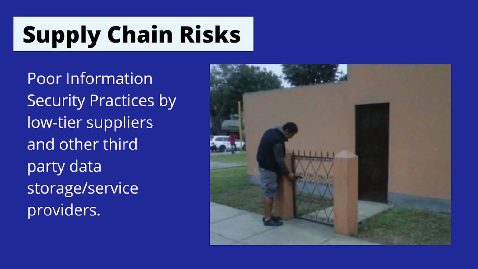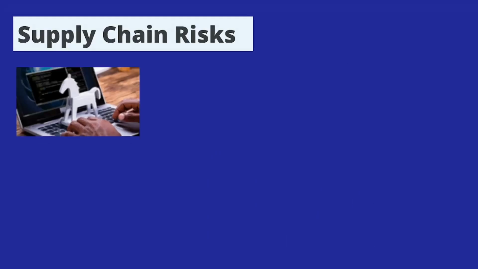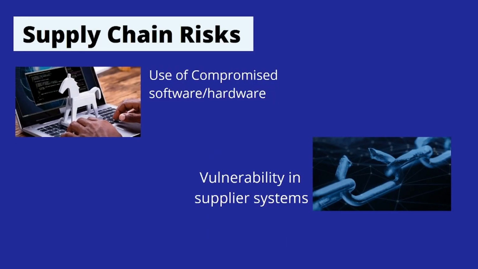Supply chain risks. Poor information security practices by low-tier suppliers and other third-party data storage service providers can pose a threat to your organization. This includes the use of compromised software and hardware from low-tier suppliers and vulnerabilities in the supplier systems.